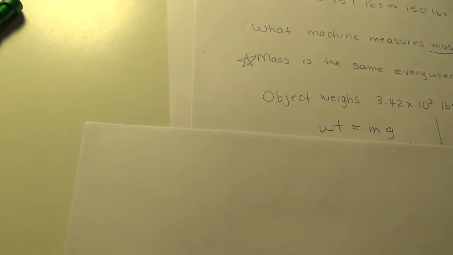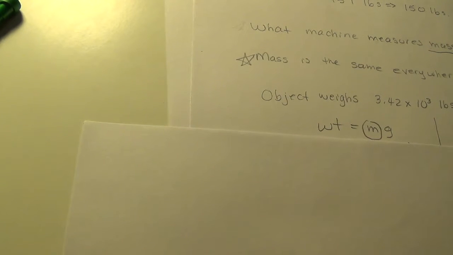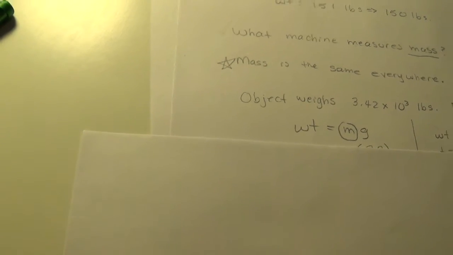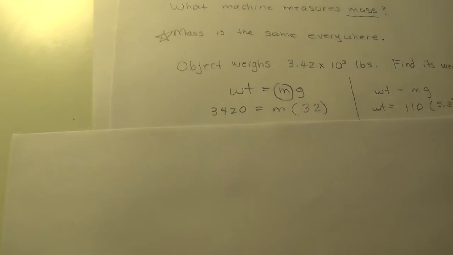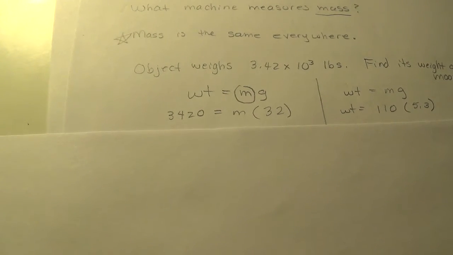So grab your weight equals mg equation. You're going to look for mass. You put the weight, 3.42, that's 3 times 10 to the third. I'm going to write that without scientific notation. 3420 equals mass times g, and g is 32. Then I'm going to divide both sides by 32, and I get 110 slugs is the mass of the object.